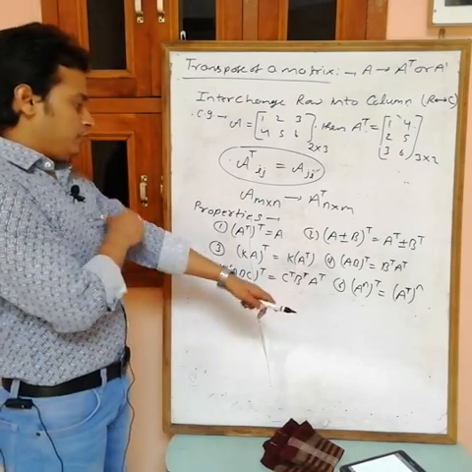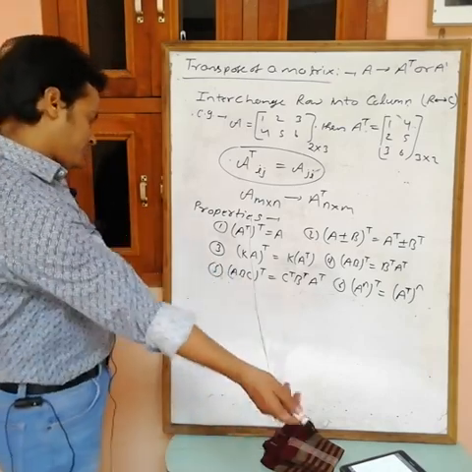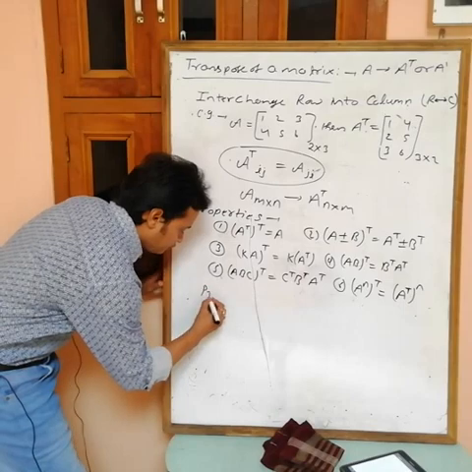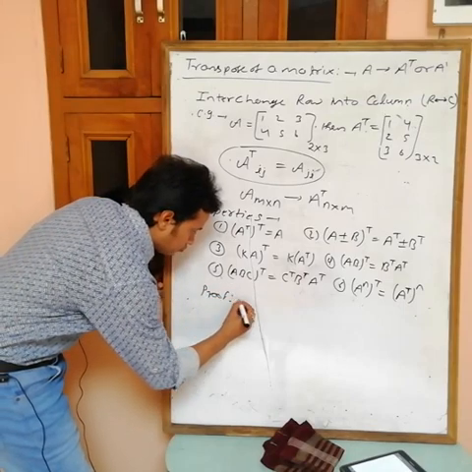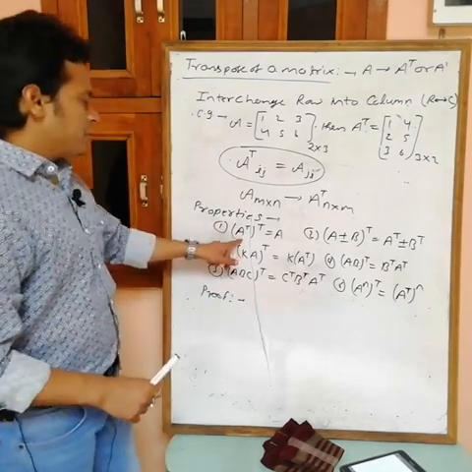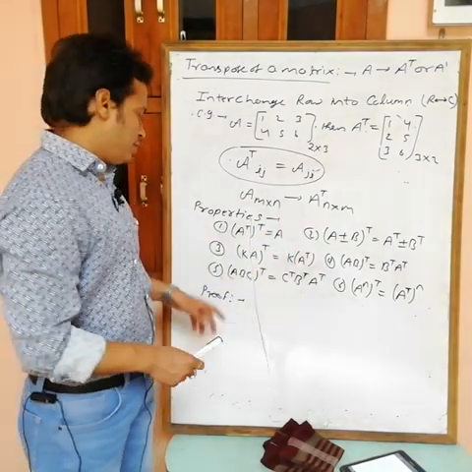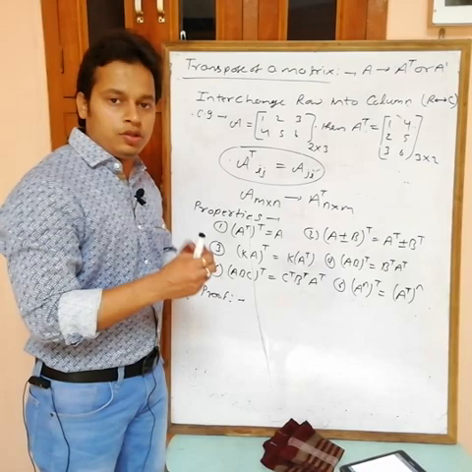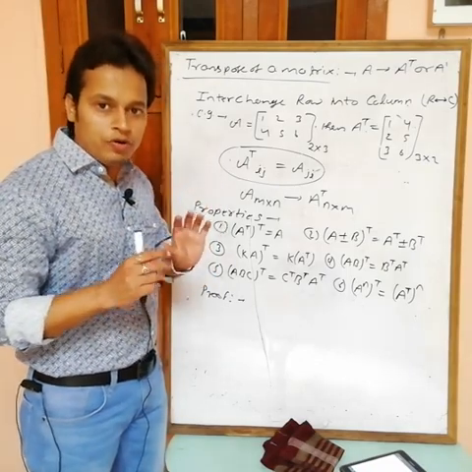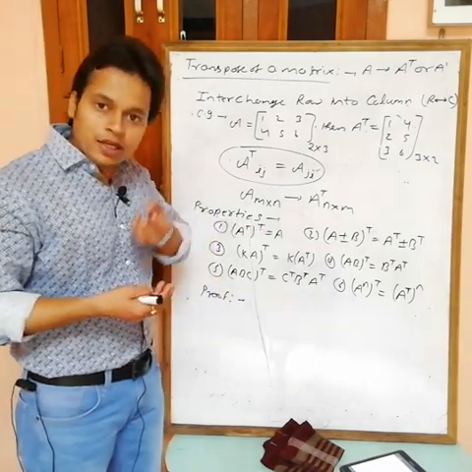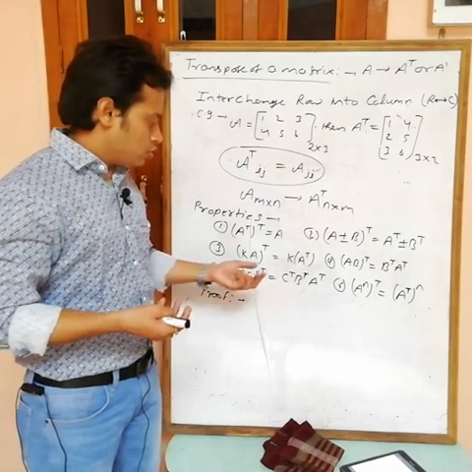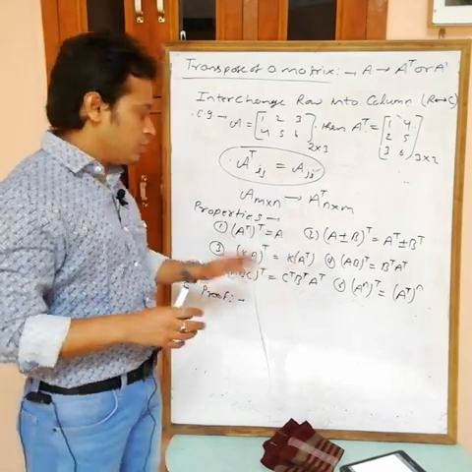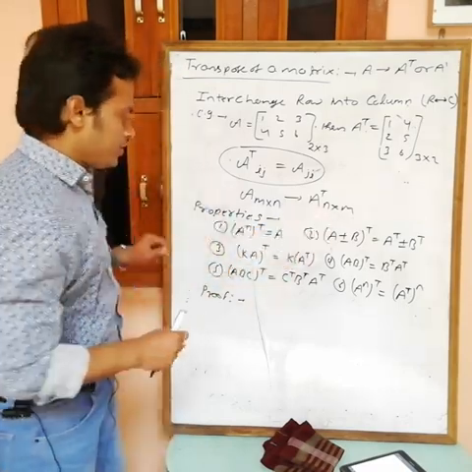Now if you want proof for these, then see, A transpose transpose equals A. This is the simple thing. This is also simple: if we multiply k into A, then k is multiplied with all elements. Then take transpose. Then again I can take common k from the matrix, so that is equal to k into A transpose. Okay. First we will take the second one.